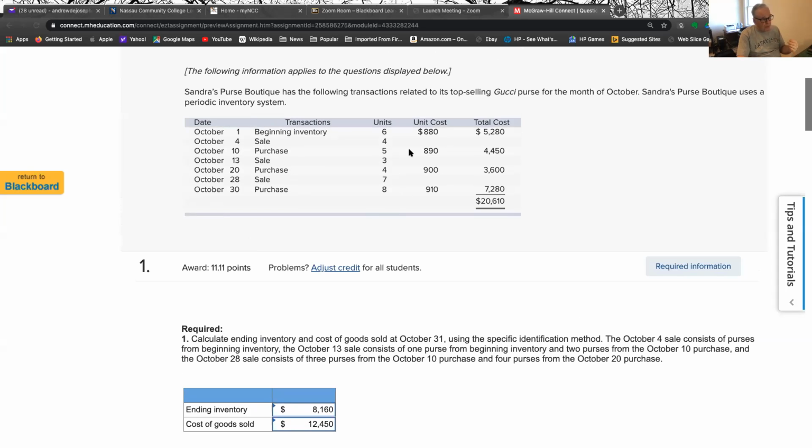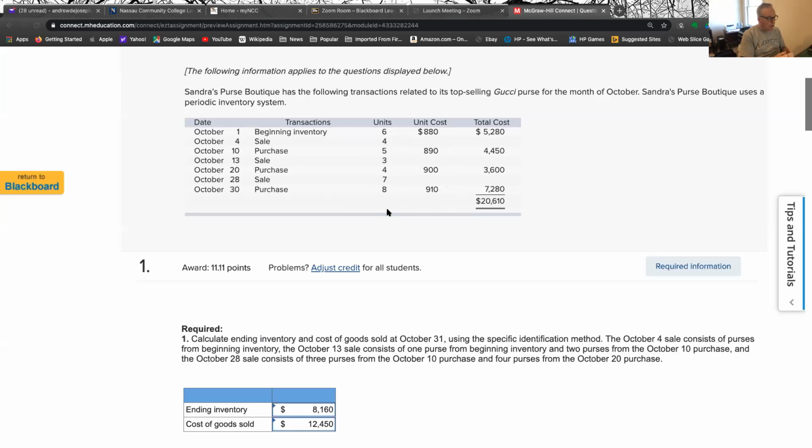Because notice, every time we made a purchase of inventory, we made it for a different price, you see? On October 10th, we paid $890 per, these are purses, right? Handbags. You can substitute whatever product you want, right? But we paid $890 for each one of those handbags. And then on October 20th, we paid $900 for these 4. And then on October 30th, we paid $910 for these 8. So that's a second complication here. We paid different prices for each one.